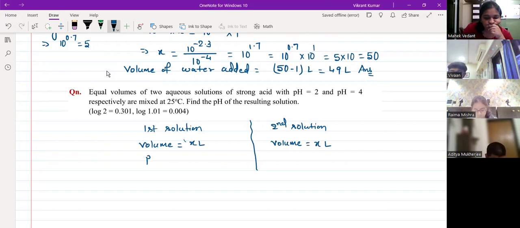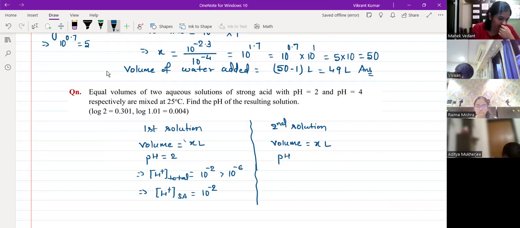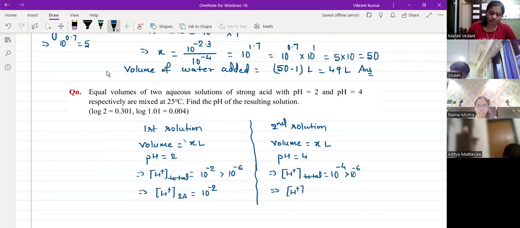Now for this, pH is 2. Similarly we can write H plus total is 10 raised to minus 2, because it is greater than 10 raised to minus 6, so definitely water would not have contributed H plus; it is H plus from strong acid only. That's one part. Here pH is equal to 4, so we must have H plus total equal to 10 raised to minus 4. Again this is greater than 10 raised to minus 6, so water's contribution doesn't come in. This is also H plus from strong acid only, that is 10 raised to minus 4.